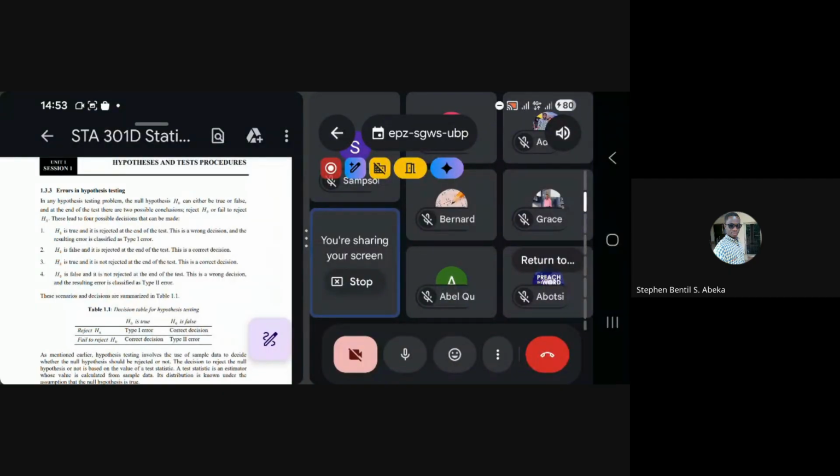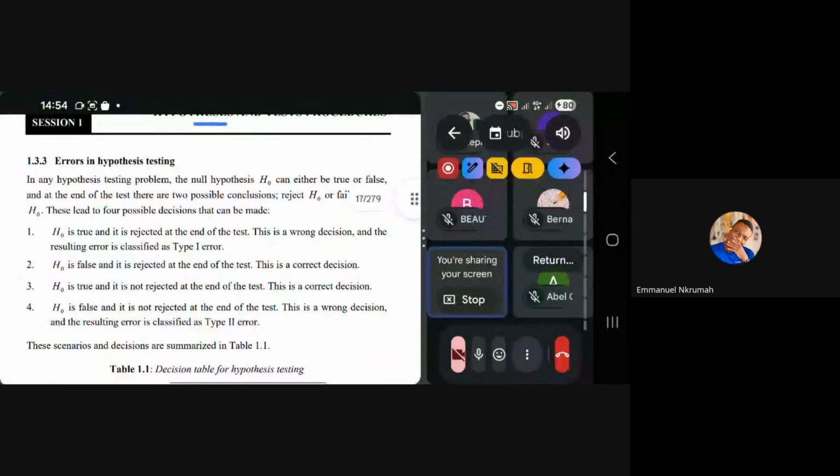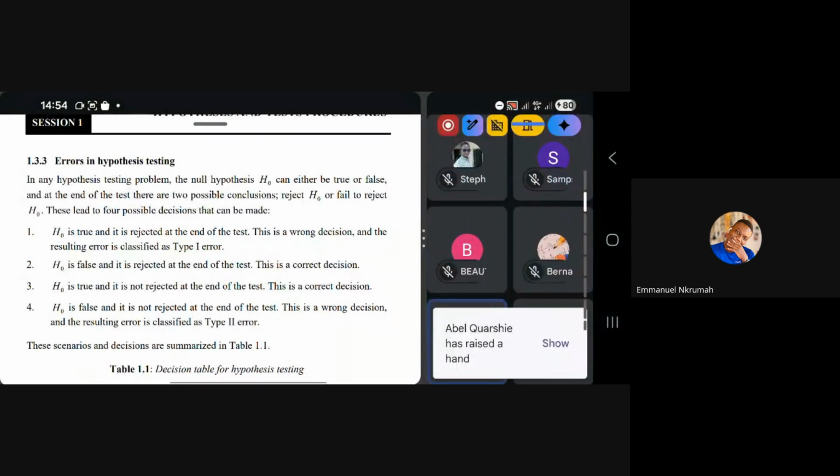Bernard, I've not heard your voice. Where is Nkrumah? Nkrumah, are you back online? Please, I'm with you. Okay, so then break your voice for us. Type 1 error. You can even read it, then we'll discuss it. Please, you can refer to it from your end because I have to divide the screen and see those who are raising their hand. So type 1 error, what goes into type 1 error? Eric, what goes into type 1 error? You are clapping, so don't clap. Just Abel Kwashi. Abel.